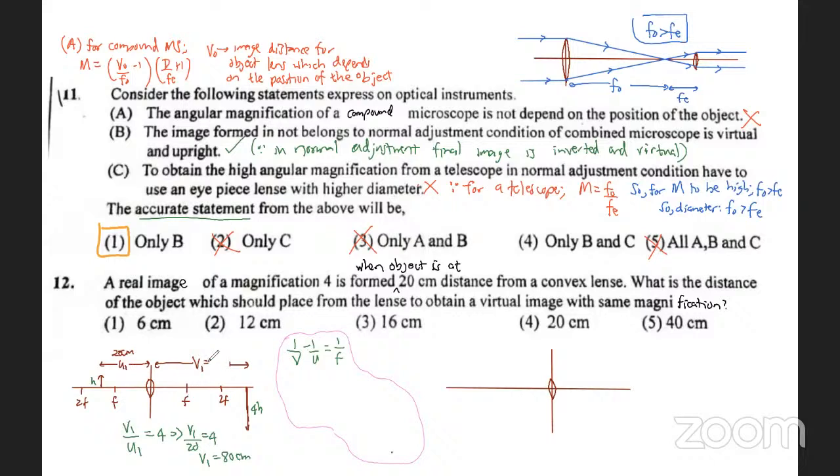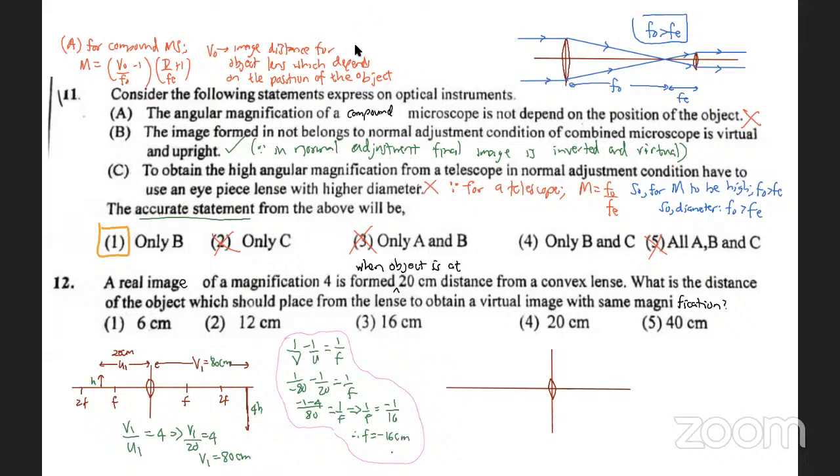So 1 over V, it's negative, V1 is 80 now. So 1 over minus 80 minus 1 over 20 equal to 1 over F. 80 can be taken as LCM, minus 1 minus 4, right? Minus 4 equal to 1 over F. So that is 1 over F equal to minus 1 over 16. So F is equal to minus 16 centimeters. Okay, that is the focal length.